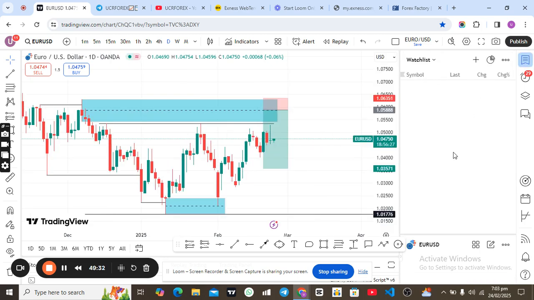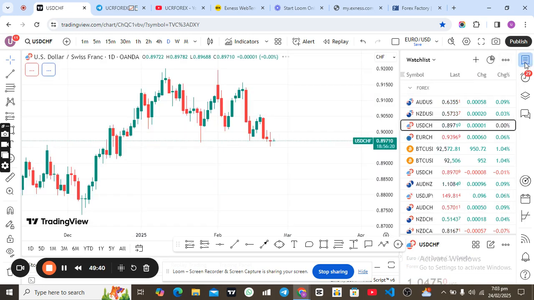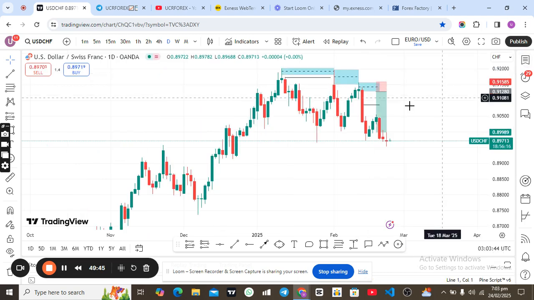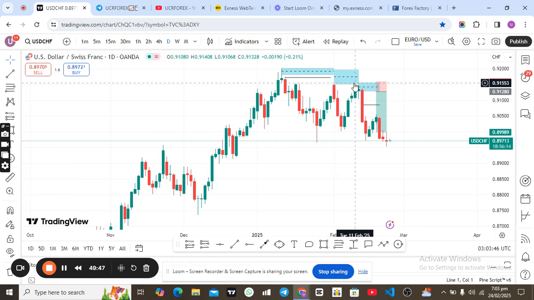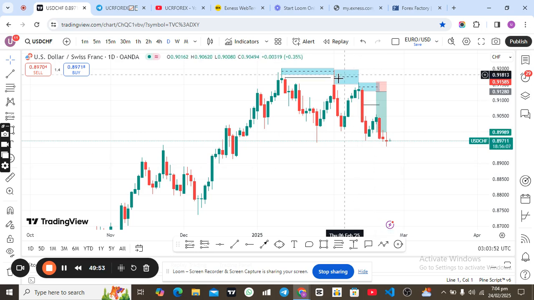Even on USD CHF, are you still doubting me? Let's go to USD CHF, let me show you something. So this very particular one, look at the wick here on the daily time frame. The market tapped, but the market could not get to the half of it and sold to the downside.